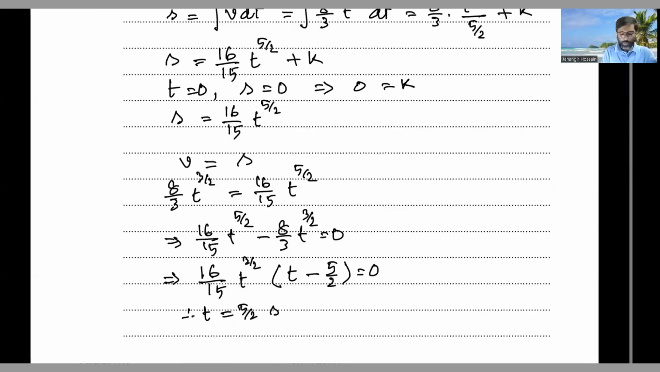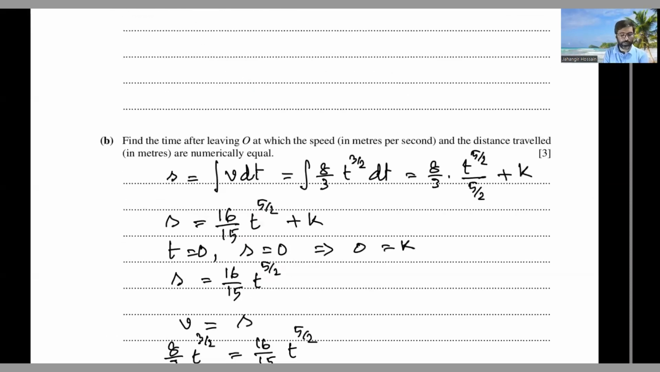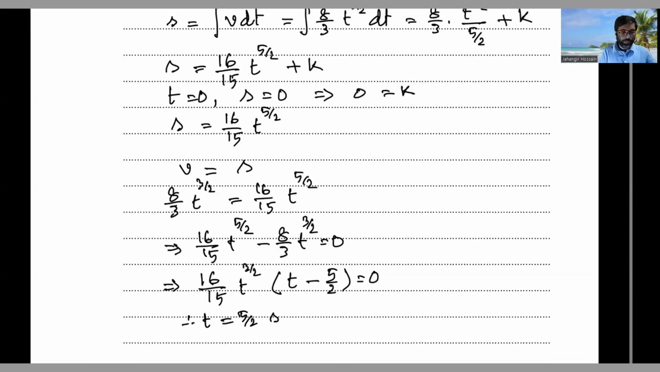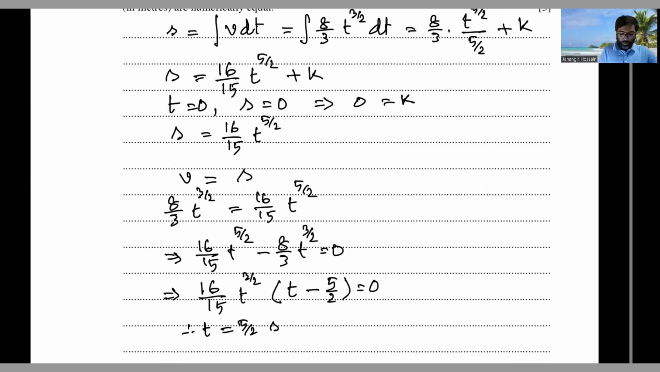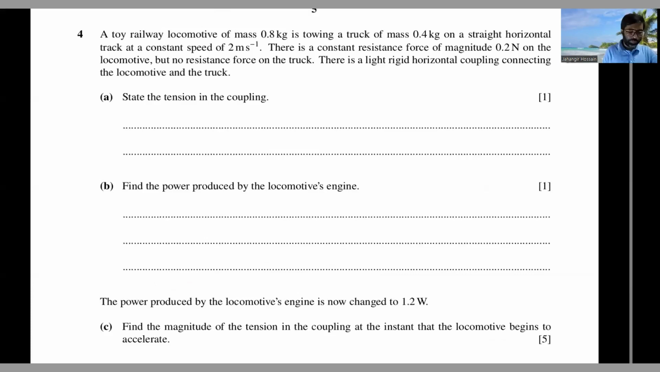So t is 5 by 2 seconds. Okay, that's the time at which the speed of the particle and the distance traveled are numerically equal. That's part B. Okay, that's the end of question 3. Now let's move on to question number 4.